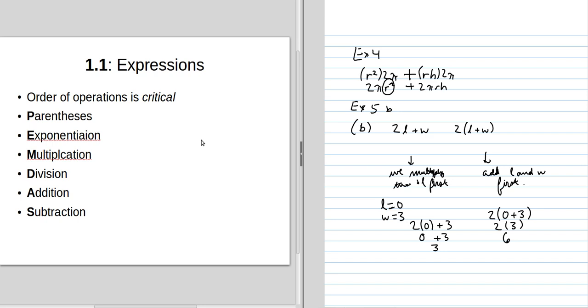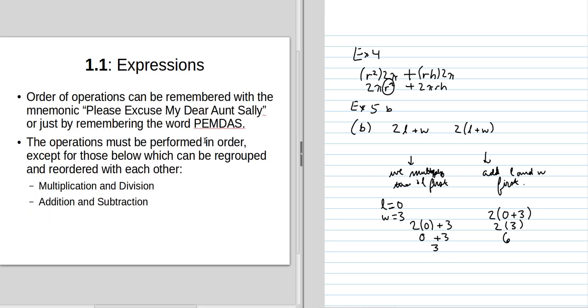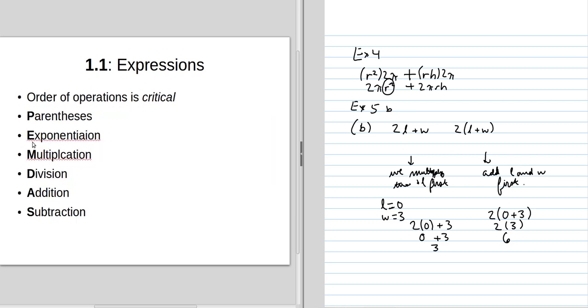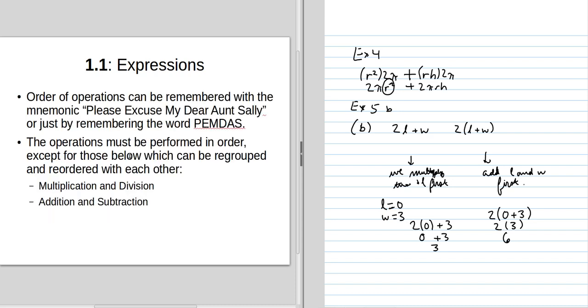It's a little hard to remember this order, so there's a mnemonic we can use. Please excuse my dear Aunt Sally. For parentheses, exponentiation, multiplication, division, addition, subtraction. Please excuse my dear Aunt Sally. So the first letter of each word in the mnemonic is the first letter of the corresponding operation. Or, as a former student of mine decided, why not just remember the whole word, PEMDAS? So if you just think PEMDAS, that's the order of operations. Parentheses, exponentiation, multiplication, division, addition, subtraction.